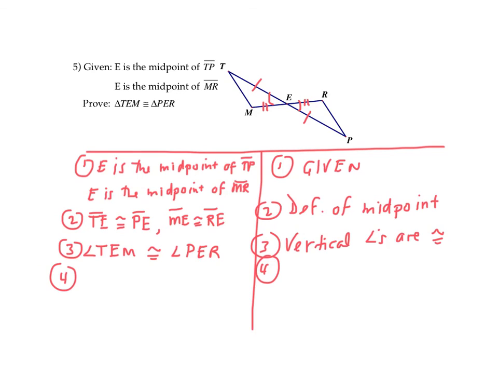Okay, in step 4, we're ready to say that our two triangles are congruent. And check it out, triangle TEM is congruent to triangle PER. If you think about the reason why, again, think about our shortcut list. Side, side, side, side, angle, side, or angle, side, angle. And if you guess side, angle, side, you are correct.